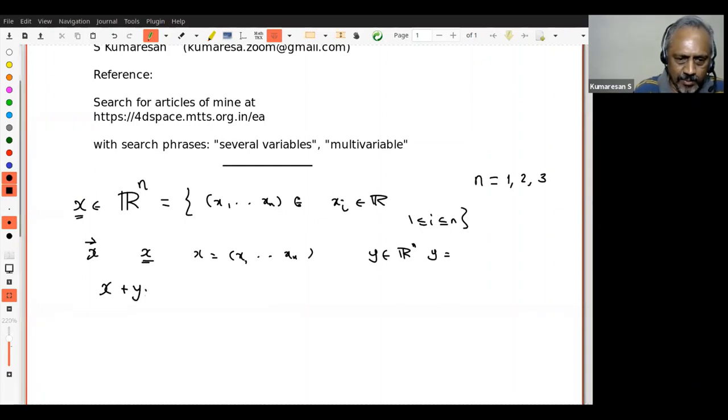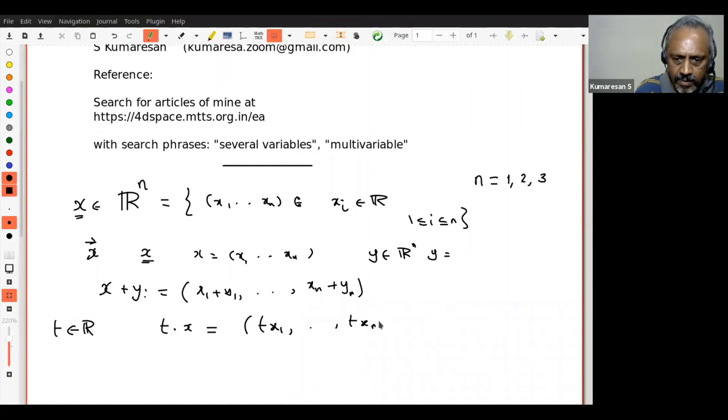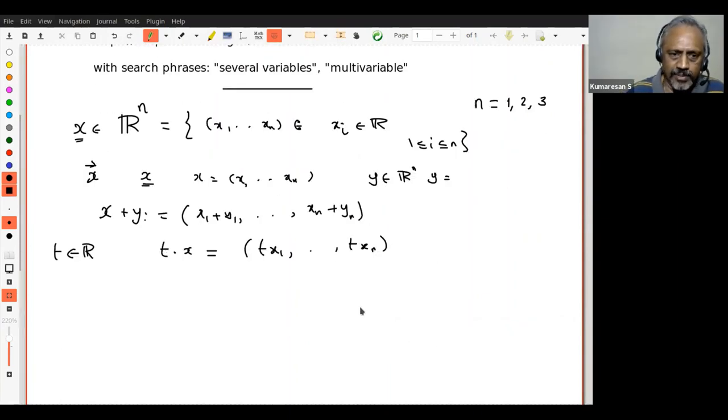Then I will define the sum of two vectors. This must again be an n-tuple. How do I get it? I add component-wise or coordinate-wise, that is x1 plus y1, up to xn plus yn. And given a real scalar t in R, we define what is called a scalar multiple of x. This must again be an n-tuple in Rn, given by tx1, up to txn. What is tx1? It is the product of two real numbers t and x1, similarly txn. The properties, etc., I'm sure you have already learned in your course.